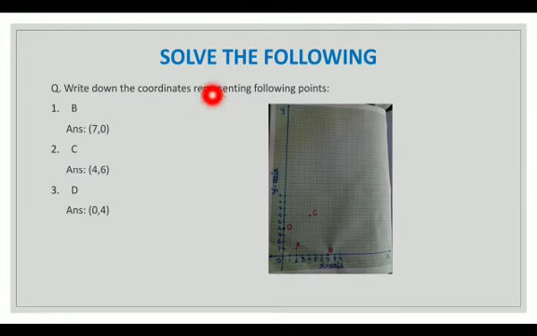Write down the coordinates representing the following points. Now we have been given the letters, and we have to tell the coordinates of these points. B is here on the x-axis, it is 7, and not on the y-axis, so y is 0. So 7 comma 0. C is over here. So it has moved on the x-axis 4 places and on the y-axis 6 places. So C is 4 comma 6. D is here. On the x-axis it is 0 and on the y-axis it is 4. So 0 comma 4.